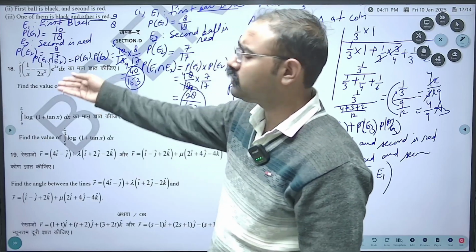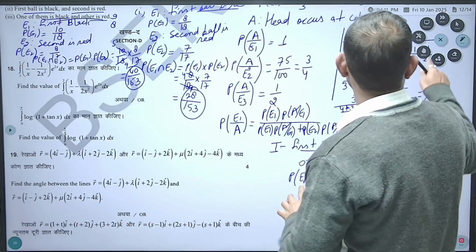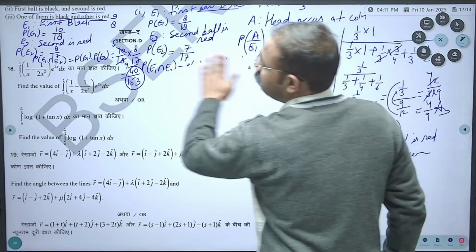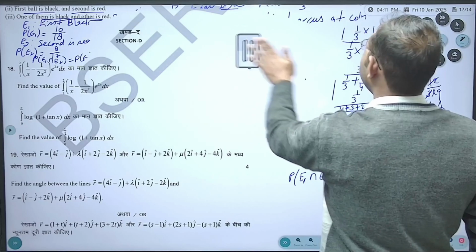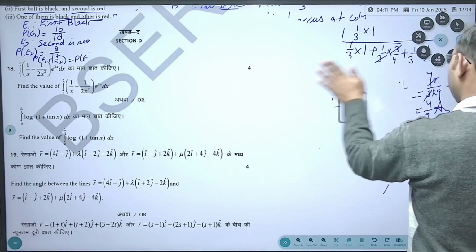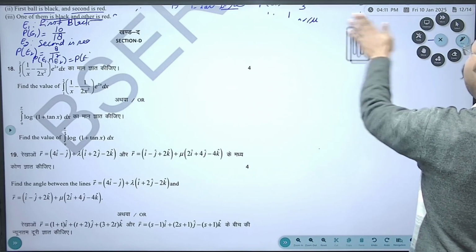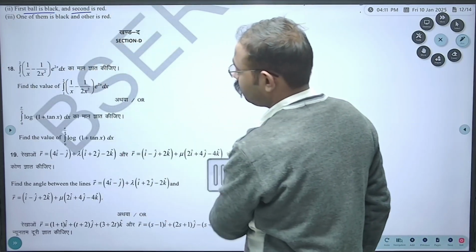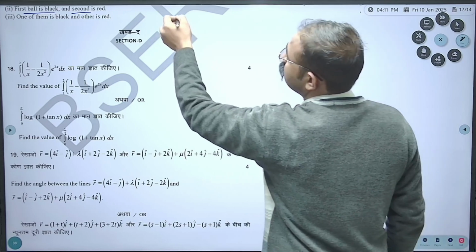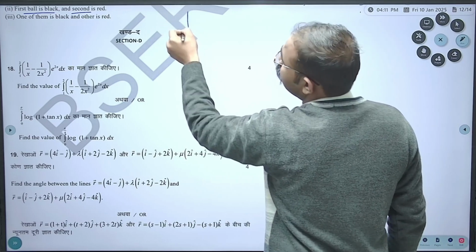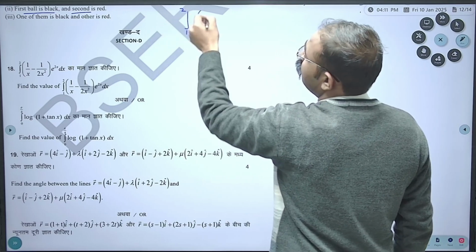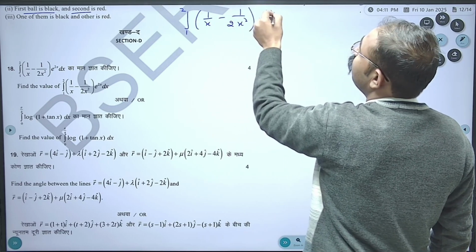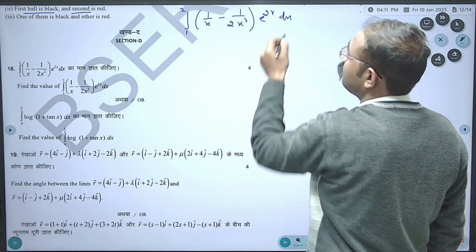Now let's move towards question number 18, and that is a question of integration, and a very important question. You might get this question in your boards also, so understand this question very carefully. Integration from 1 to 2 of (1 upon x minus 1 upon 2x square) e raised to the power 2x dx.